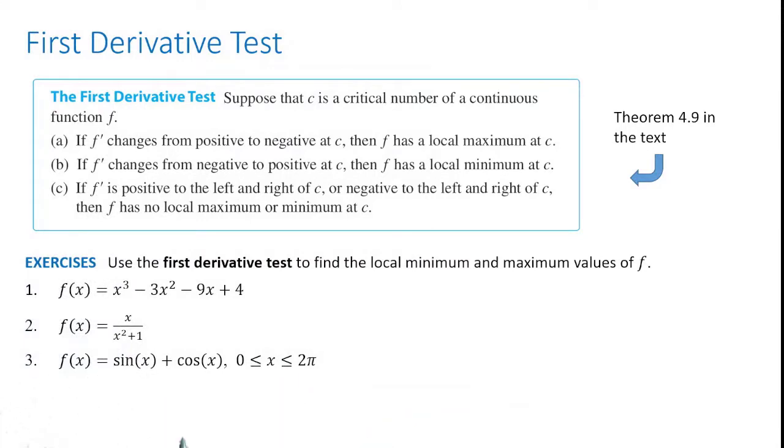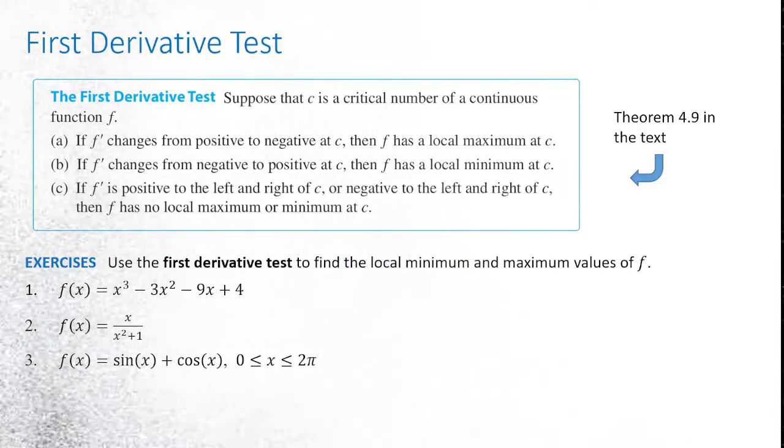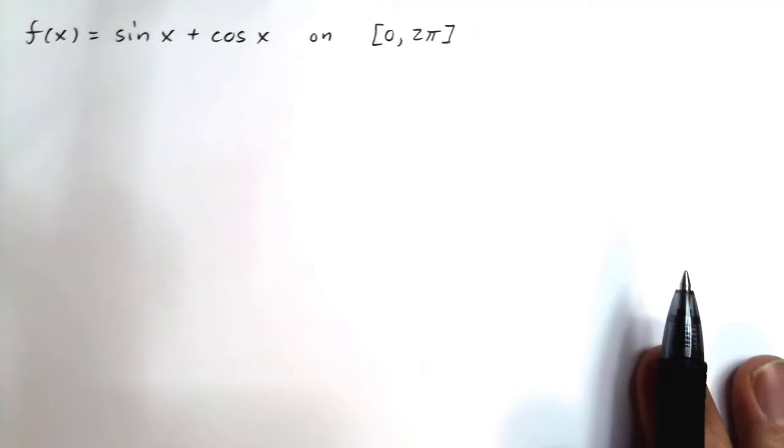And why is that? Because these are trig functions, and trig functions are continuous wherever they're defined. We learned that before. And the sum of two continuous functions is always a continuous function. So therefore, this is a continuous function. So we can use this test. Okay, so let's go ahead and take a closer look at this function.